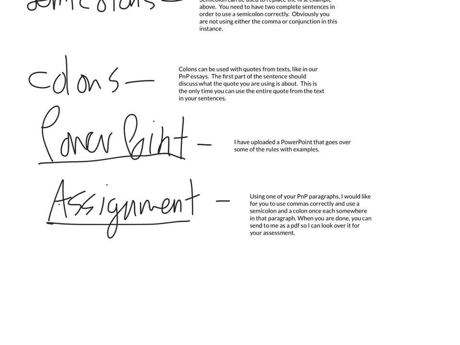And then the assignment, as I stated earlier: just take one of the paragraphs that you've done so far or are working on, and double check for your comma use, and try to use a semicolon correctly and a colon correctly somewhere within that paragraph. Then, as always, send me a PDF so I can look over that and we'll go from there. So that's what we're going to try to focus on for Wednesday.